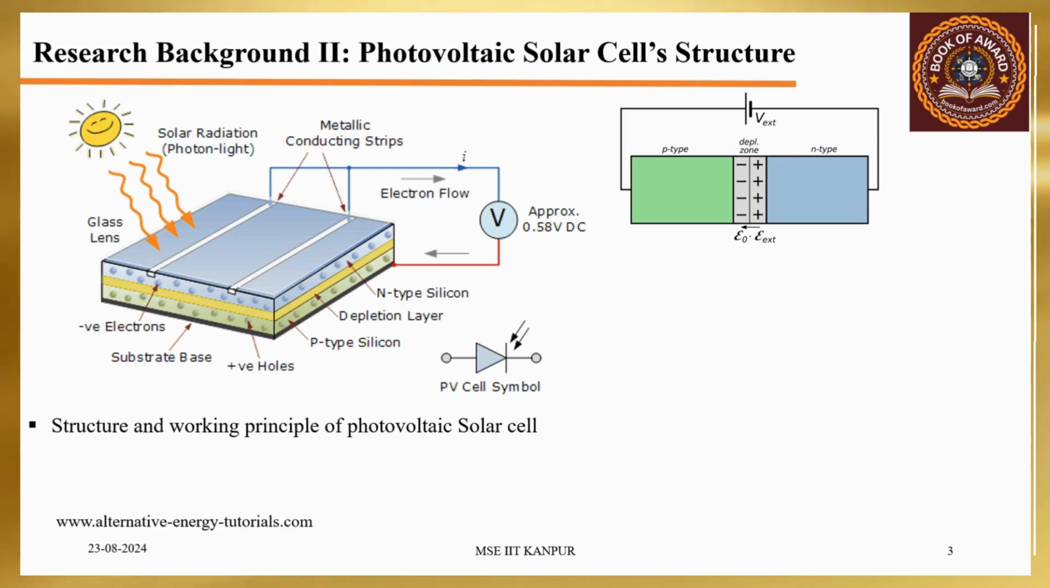This PN diode is called forward biased when the P-type is connected with the positive terminal of the circuit and the N-type is connected with the negative terminal of the circuit. This PN diode is called reverse biased when the P-type is connected with the negative terminal and the N-type is connected with the positive terminal.